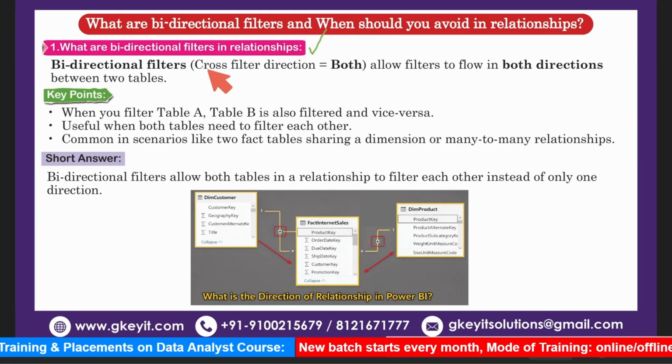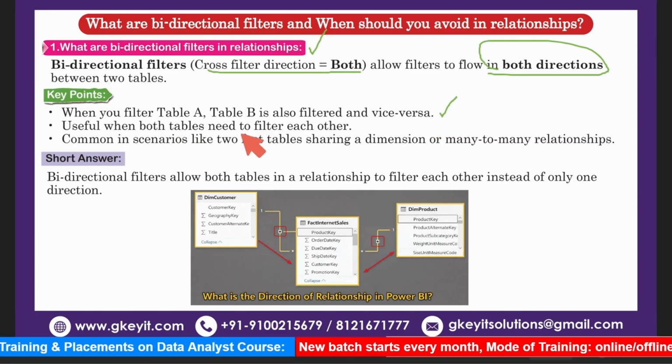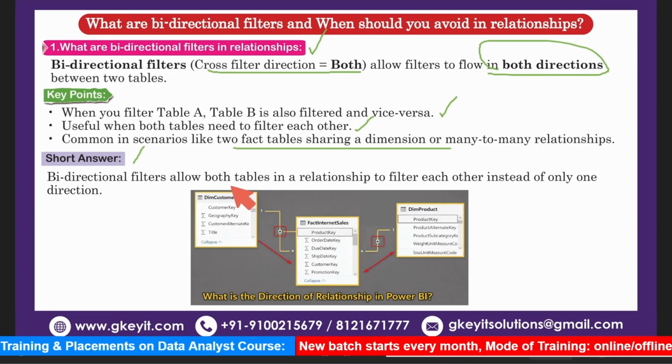Bidirectional filters, that is cross filter direction both, allow filters to flow in both directions, that is table A to table B, table B to table A. Coming to the key points, when you filter table A, table B is also filtered and vice versa. It is useful when both tables need to filter each other. It is common in scenarios like two fact tables sharing a dimension or many-to-many relationships. In short, bidirectional filters allow both tables in a relationship to filter each other instead of only one direction.